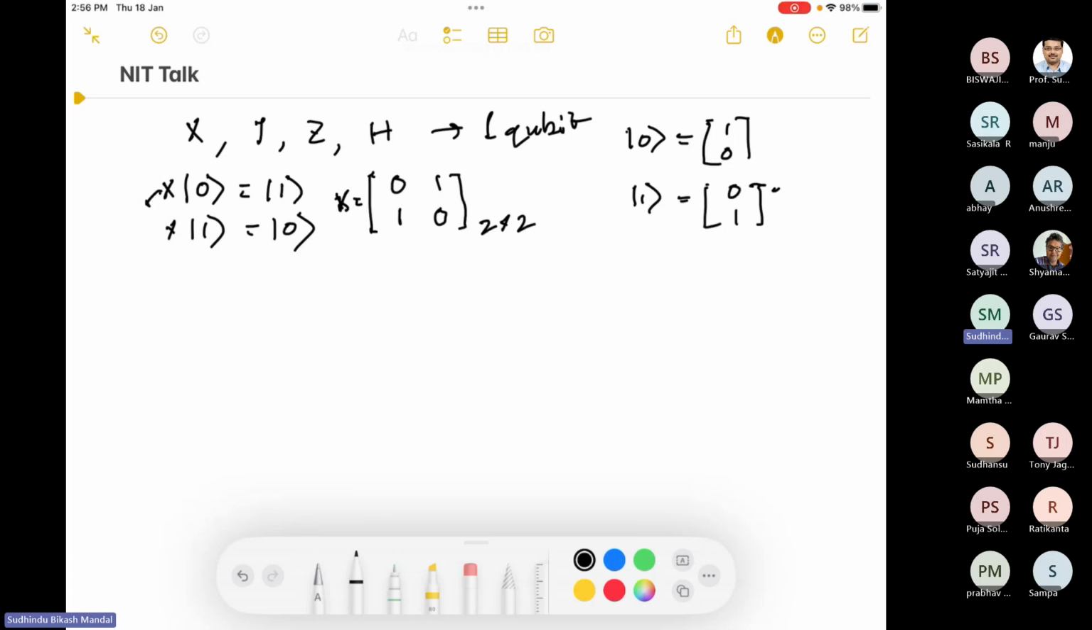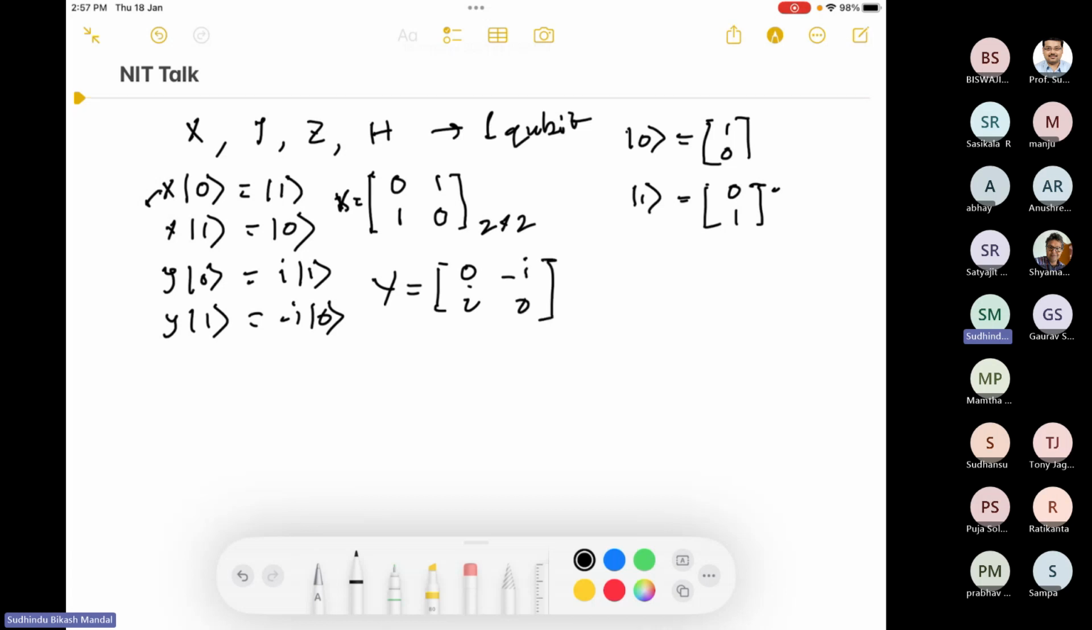Similarly, you can represent the Y gate. If we apply Y over 0, it will give you i times 1. And if you apply it over 1, it will generate minus i times 0. So very easily you can design the matrix corresponding to this Y operator. It will be 0 i and minus i 0.